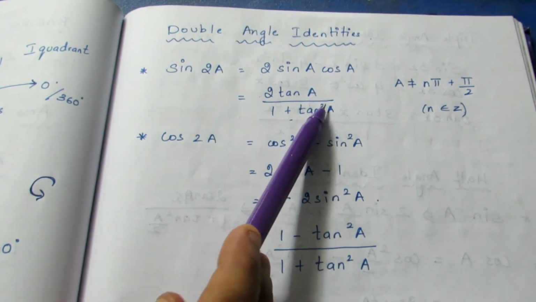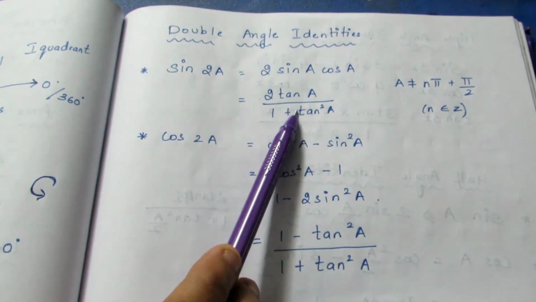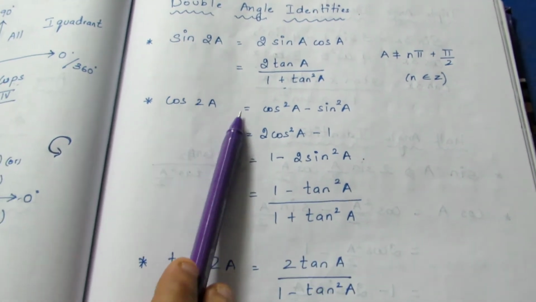When sin and cos are given, we can use this formula. If tan is given, we need to use this formula. Next one is cos 2a.